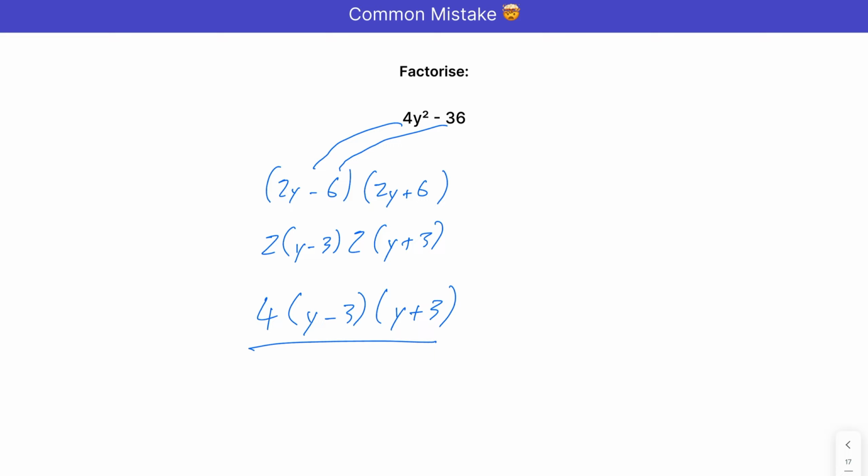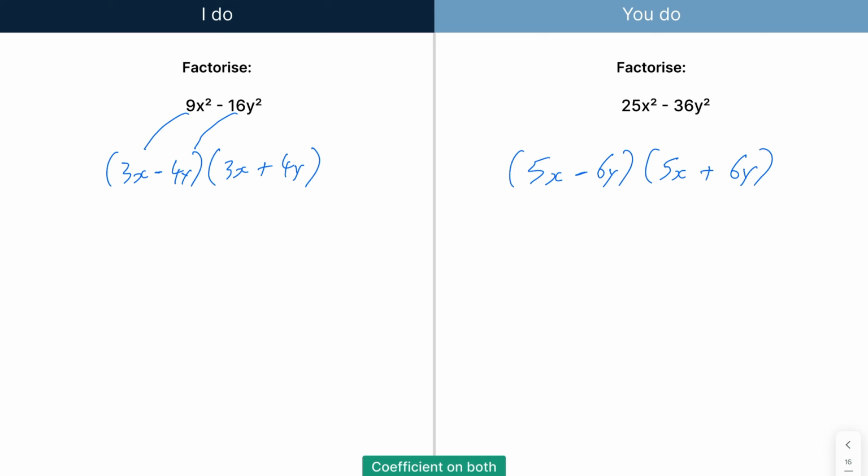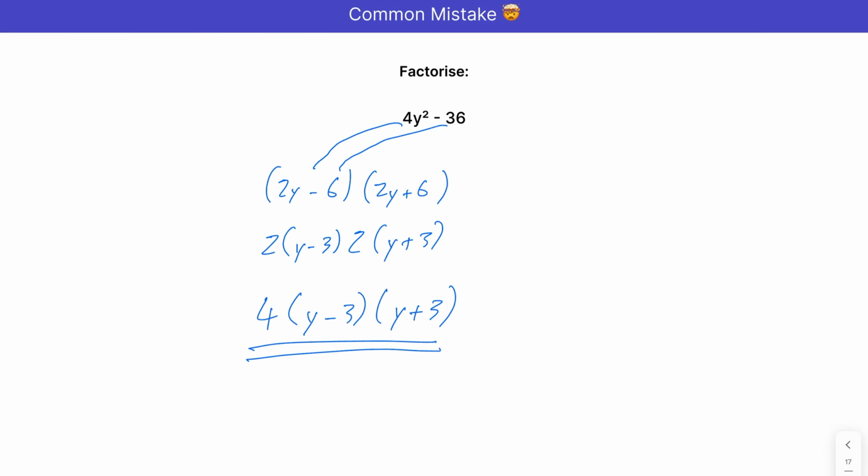That is fully factorized. So if you just leave your answer like this, that is not fully factorized. So you always have to check if it can be factorized further. If you go back to the previous example, you'll notice these are fully factorized. They can't be factorized further. Okay, whereas this one, when we factorized it, we noticed it's not fully factorized. It could still be factorized further.